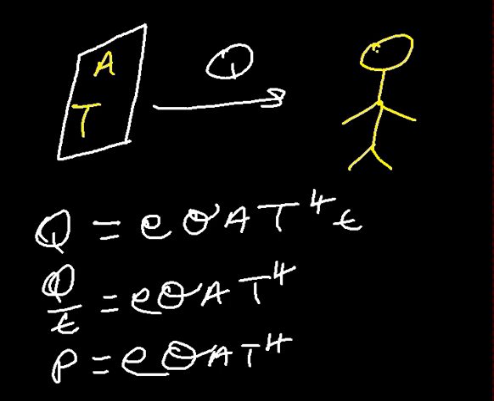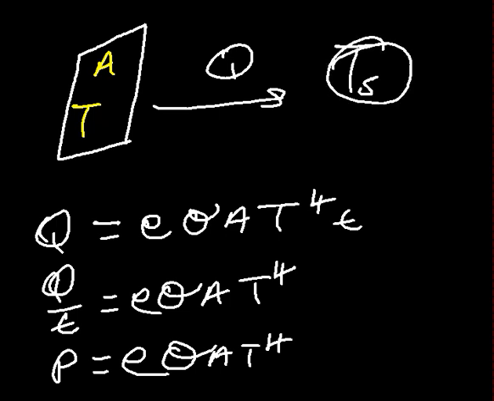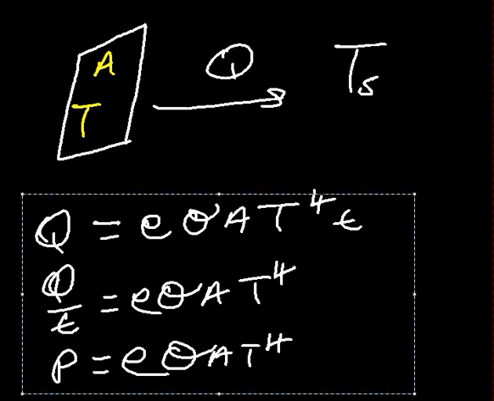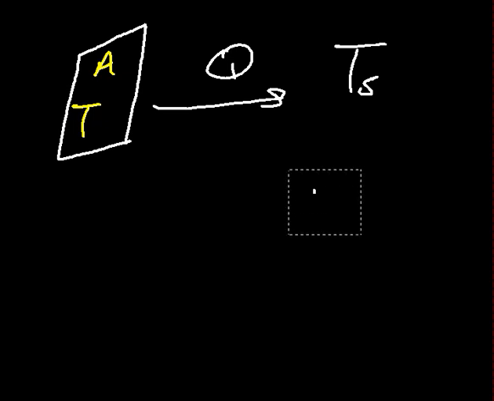Now, what if we consider that this is a region with some temperature given as Ts? In this case, this is the temperature of the surroundings, and this is the temperature of the system. So if that is the case, then what is the net rate of heat transfer?